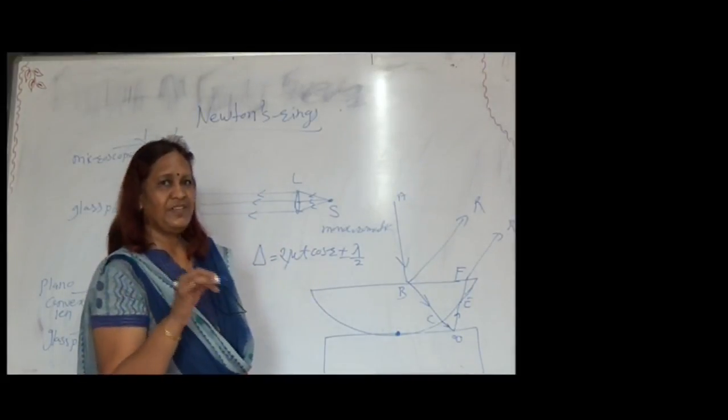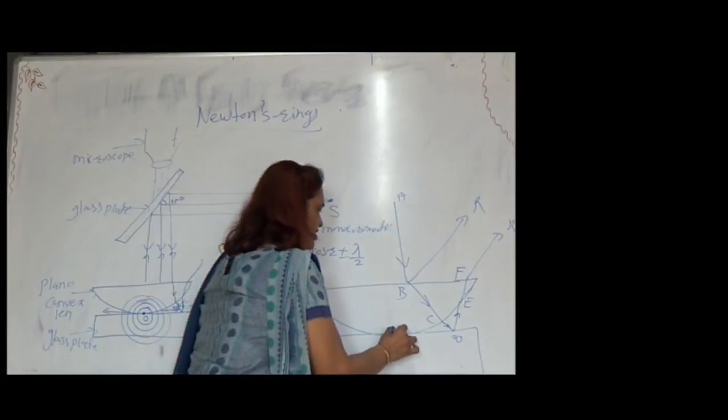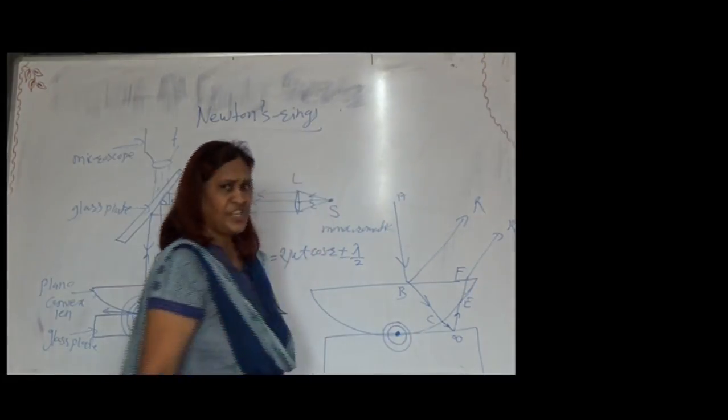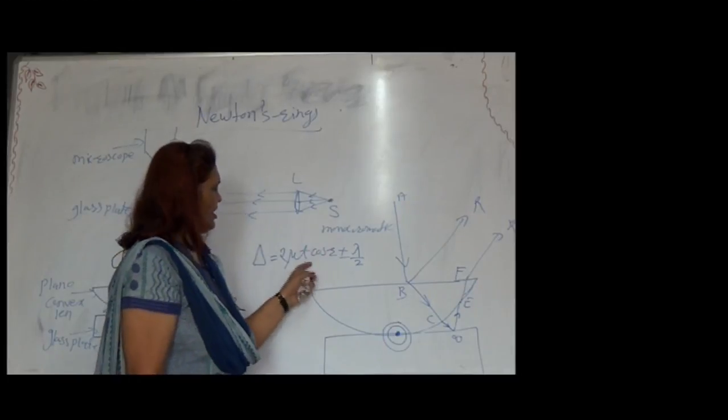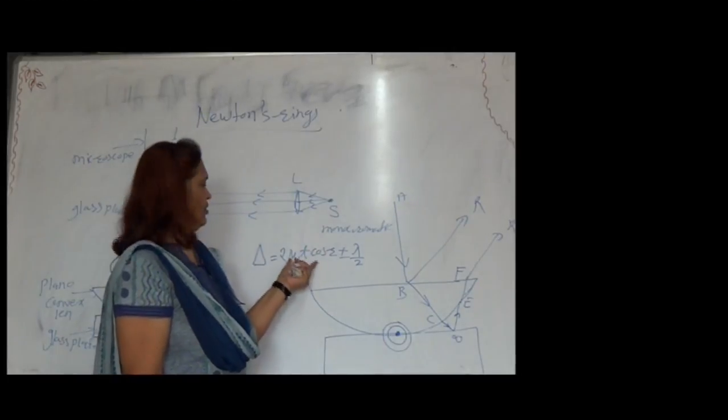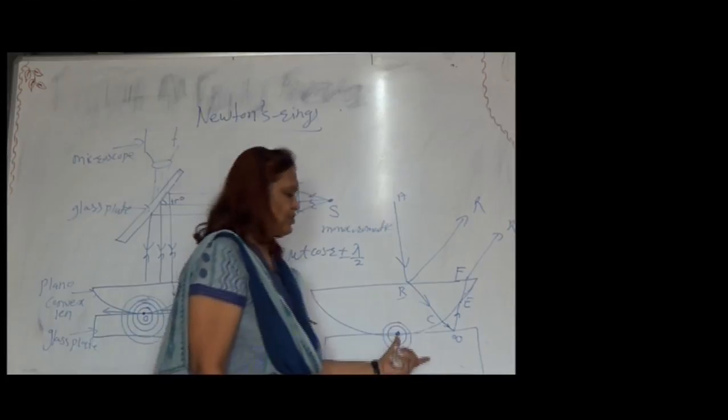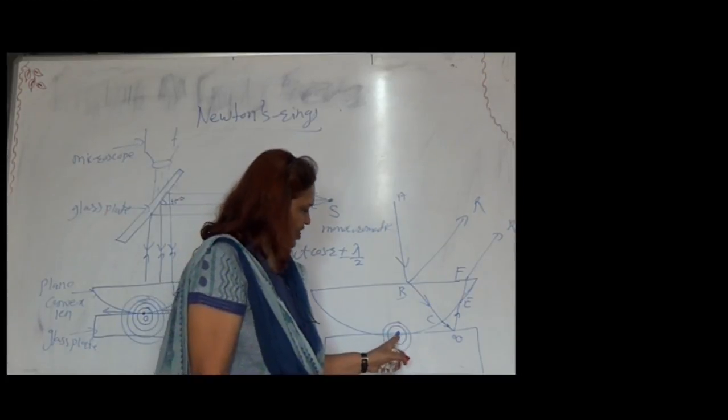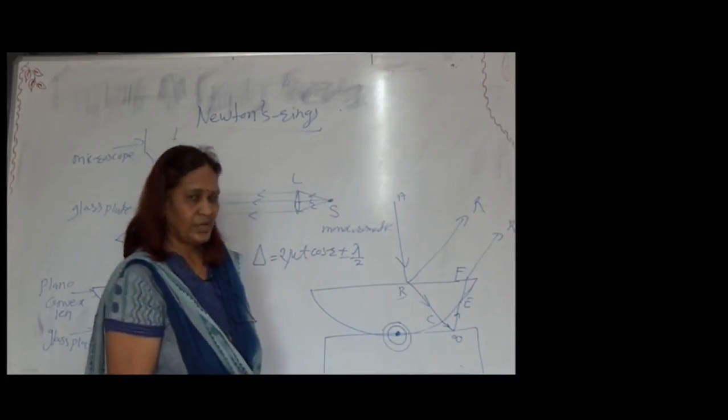The center spot is a dark one, because the thickness there is nothing but 0. If we substitute the value of t equal to 0, then the path difference is also 0. That is why we can observe the center spot as a dark spot.